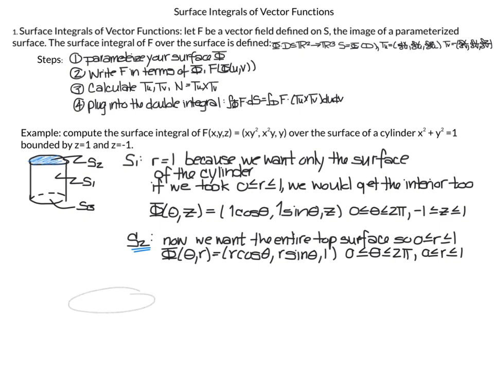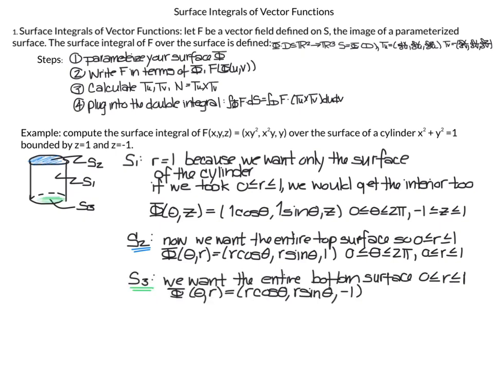If we kept r held at 1, we would only get this blue outline of the circle. But the surface of the can includes the entire top part of the circle. Similarly, for S3, z is held constant at -1, and we want to parameterize the circle, the bottom surface of the can. So theta goes between 0 and 2 pi, and r goes between 0 and 1. I will compute the surface integral of f over S3.